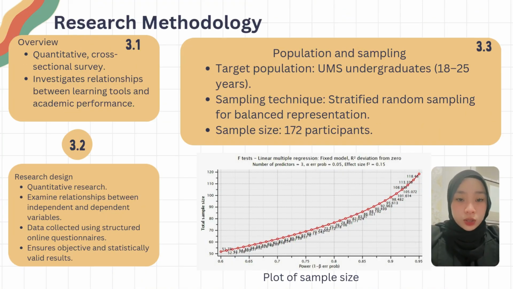Then chapter 3, Research Method. This chapter will explain how we studied the link between learning tools and student performance. We used quantitative research to gather data at one point in time to analyze this relationship. We use quantitative research to explore how learning tools affect student performance. Google Forms helps to collect data and to ensure objective results.